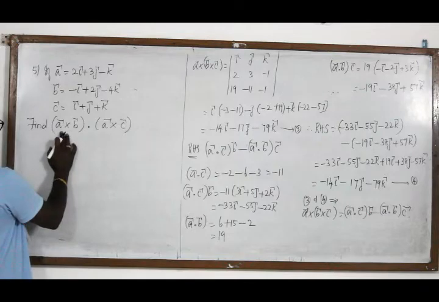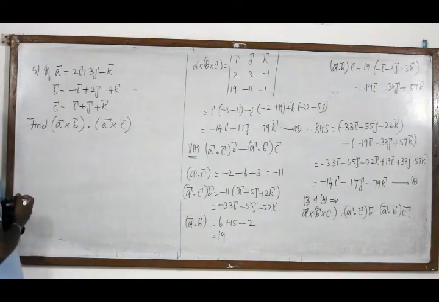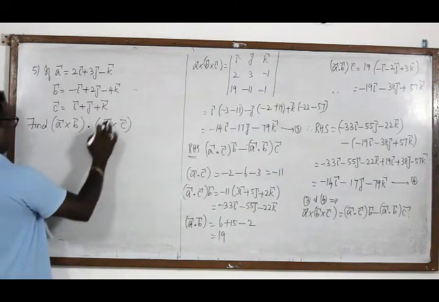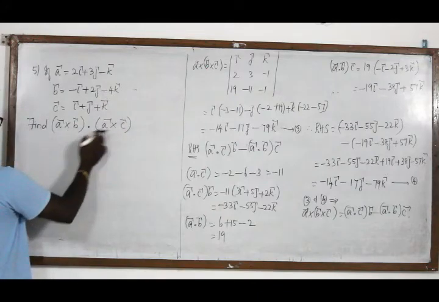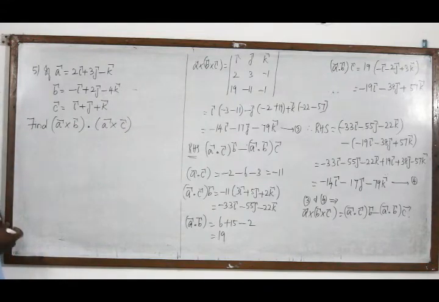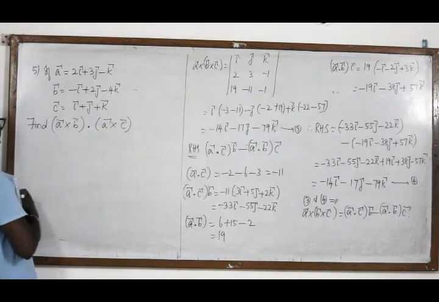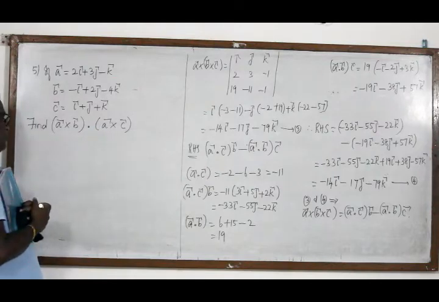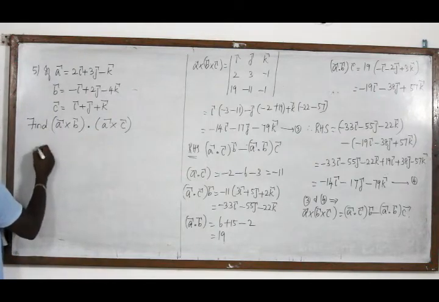Usually, whenever cross product comes, we can go for a determinant. So A cross B we can find, A cross C we can find, and then we can find the dot product. That is one method. Another method, we have the Lagrange's identity, a determinant, that also we can use. But simply it is determinant only.